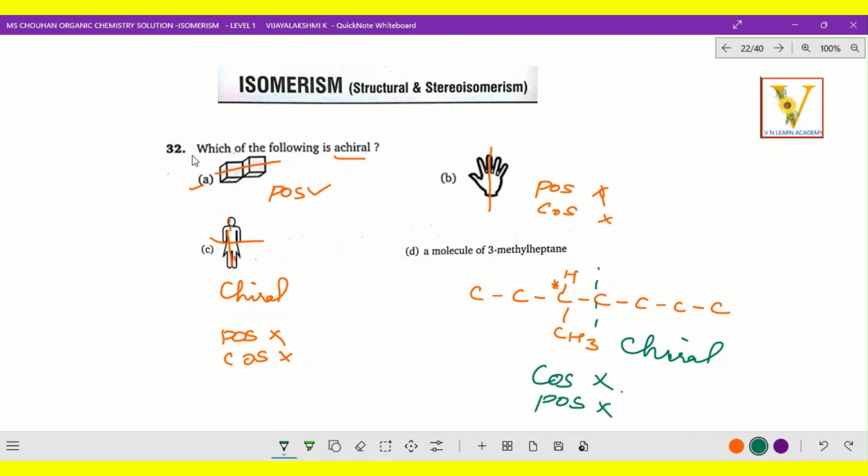Yes. Now, which is the correct option? Which of the following is achiral? This is achiral. So COS also is present, we can say. Okay. Now here, which is the correct option? Option A is the correct option. Hope you got that idea. What is chiral? What is achiral? Come on, let's go to the next question.